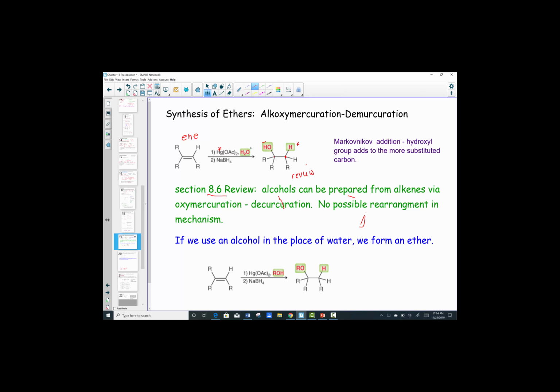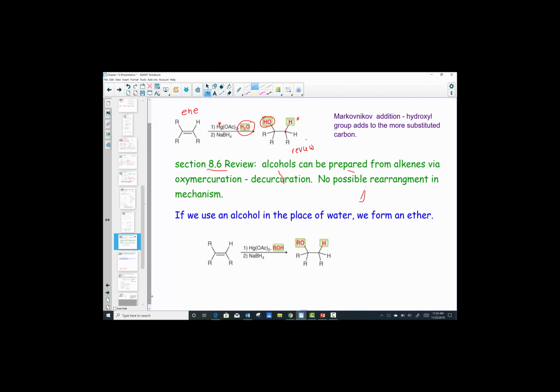Well, what if instead of using water in this mechanism, where the water added an OH across the bond, what if we used instead an alcohol? So on the arrow now, instead of HOH, we have ROH, and that of course represents the alcohol.